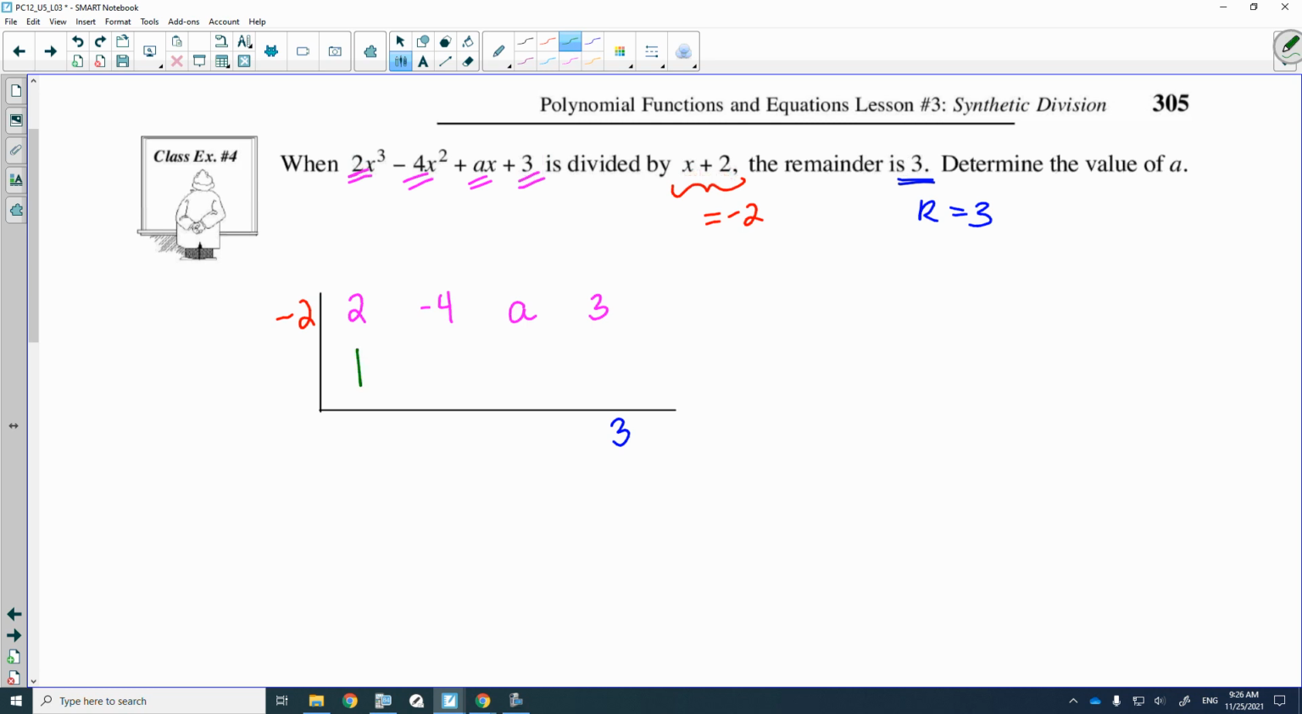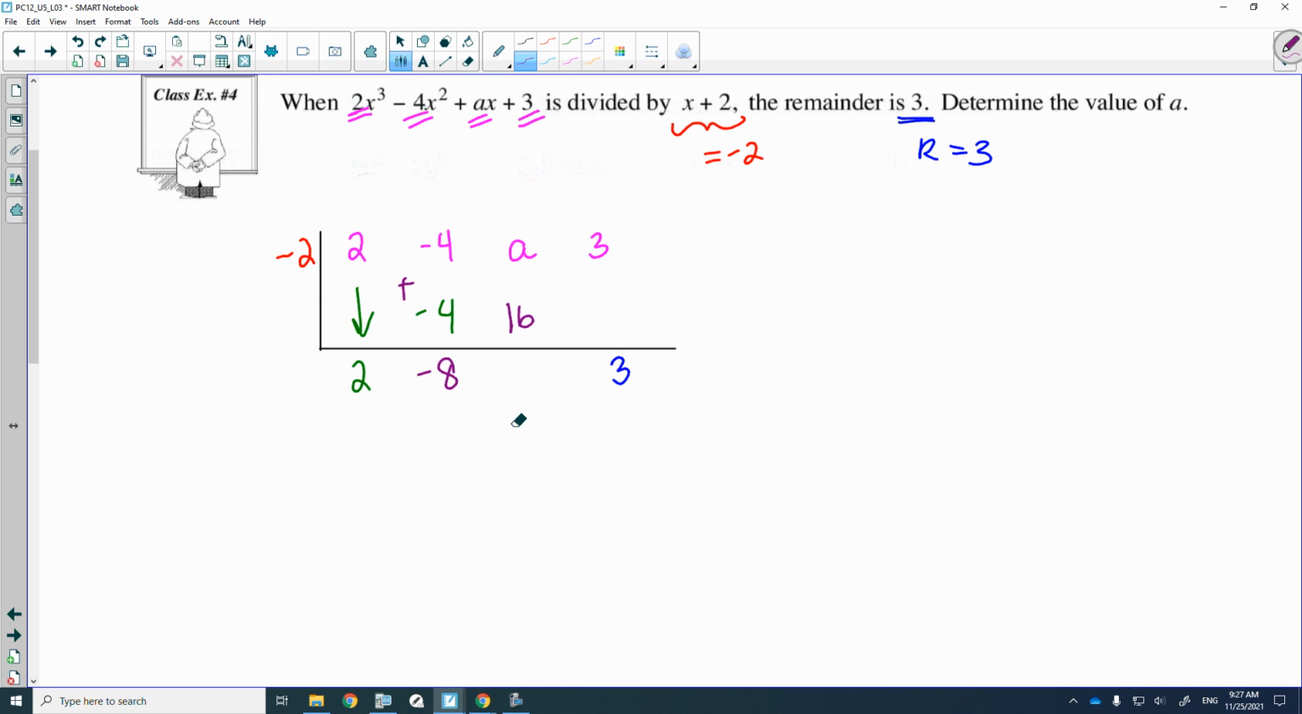Okay, drop your first term, whatever it is. It's a 2. Multiply. 2 times negative 2 is negative 4. Add. Be careful here. A lot of you want to put a 0, but negative 4 plus negative 4 is negative 8. Multiply. 2 negatives will give you a positive 16. This answer, I do not know right now, but it is a plus 16. Right? That's what that guy is. A plus 16. And then this I could figure out because it's this times this, right?